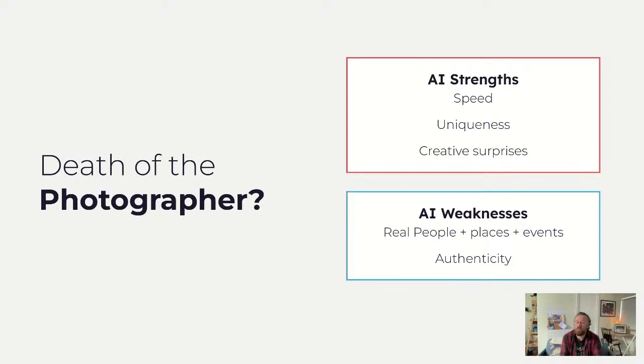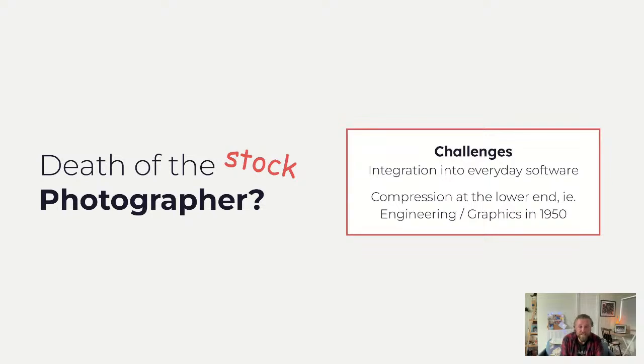And you can create surprises that you weren't expecting. But its weaknesses are if you want real people, if you want places, or you want events. And as we move into an era of not knowing the real from the AI, authenticity will be increasingly a piece of your perhaps brand promise. Could this be the death of the stock photographer?